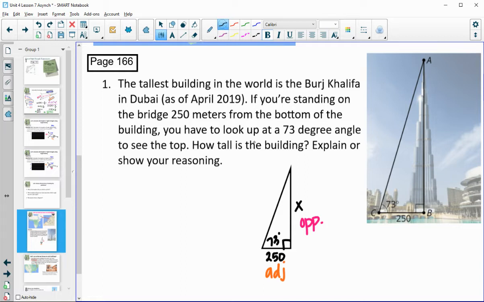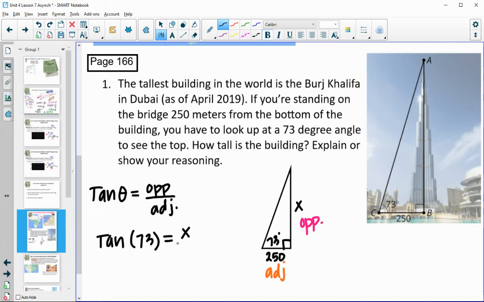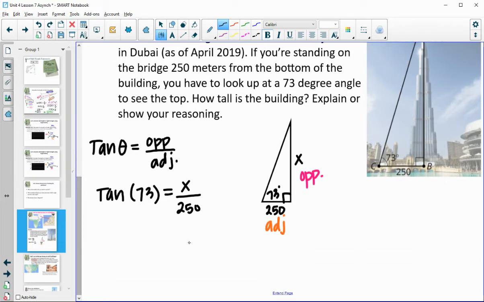So the function that sets together the opposite and the adjacent, and you can look in your reference chart, is tangent of theta equals the opposite side divided by the adjacent side. So we would do tangent of the angle, so 73 in this case. The opposite side is x. The adjacent side is 250. Remembering that tangent of 73 is just a value from your calculator. Okay, so do tangent of 73.